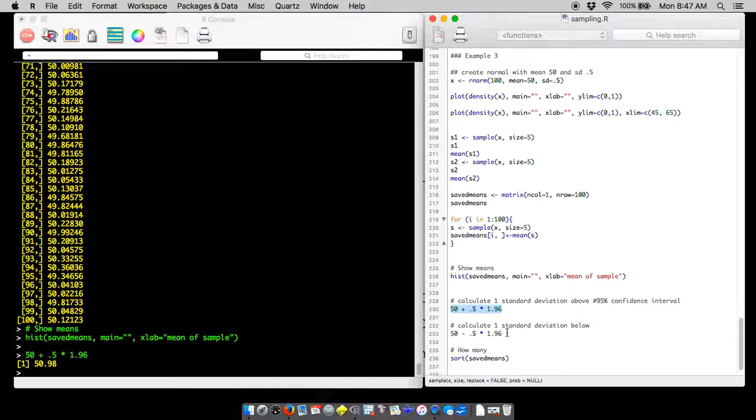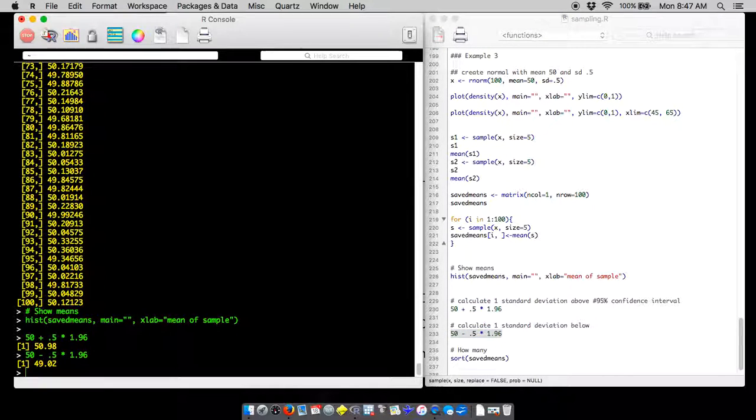And then we just do the same thing here, except we subtract. We take 50 minus 0.5 times 1.96. Run that calculation, we get 49.02. And what this says is that 95 out of 100 sample means that we draw from this population should have a sample mean above 49.02. And so what we get is what we call 95% confidence intervals. 95 out of 100 samples should have a sample mean that lies between 49.02 and 50.98.